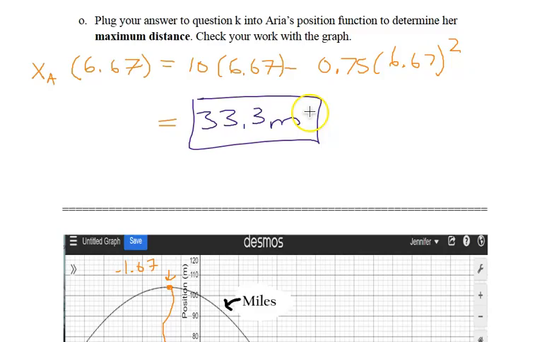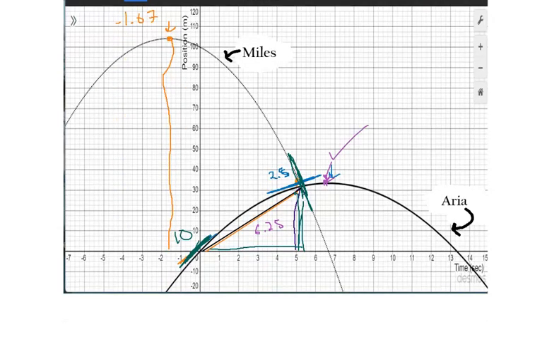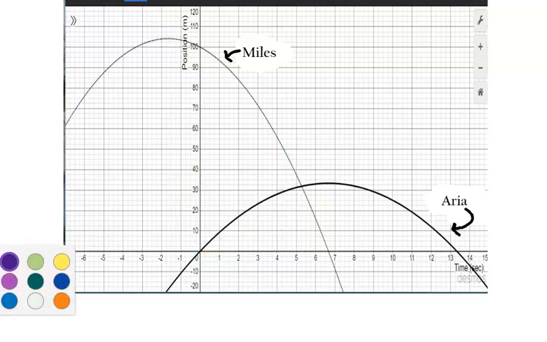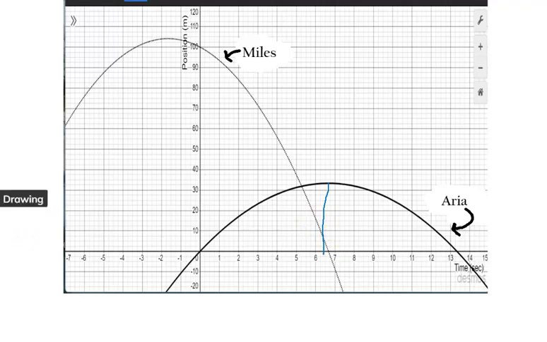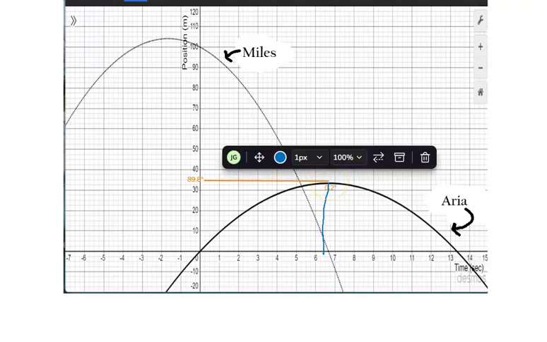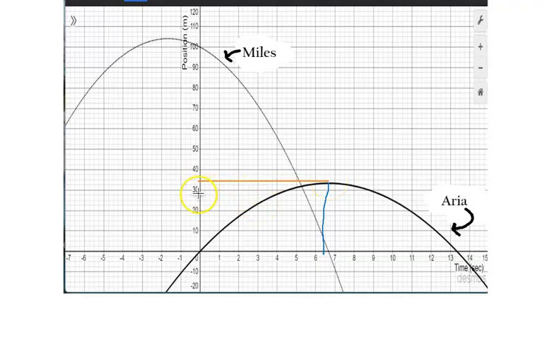Let's go check our work with the graph. Here's 30. Okay, the vertex was about here. And then again, if you had a ruler, you could read over. So I'm just going to take a straight line. So if we just read this over, see how that is at about 33 meters. Okay. So you can check your work. Boom.